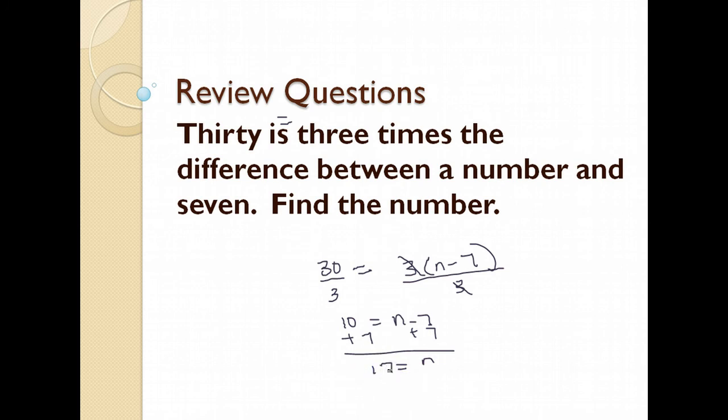30 is 3 times the difference between a number and 7. So let's check that. Our number is 17. Difference between a number and 7 is 10. 3 times that is 30. Cool. Voila.